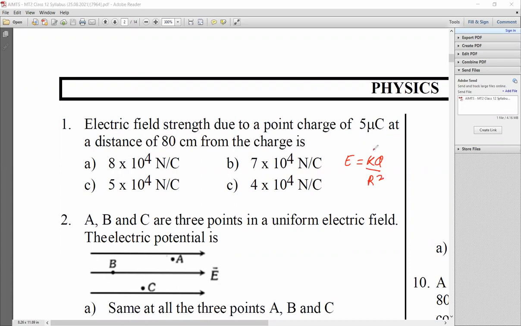K is what? K is nothing but 9 into 10 power 9. Q, obviously charge is given 5 microcoulomb, and R is 80 centimeter. Don't forget to convert it into meter. That means 80 by 100. This will be R. Fine. Just substitute it, you get the answer.